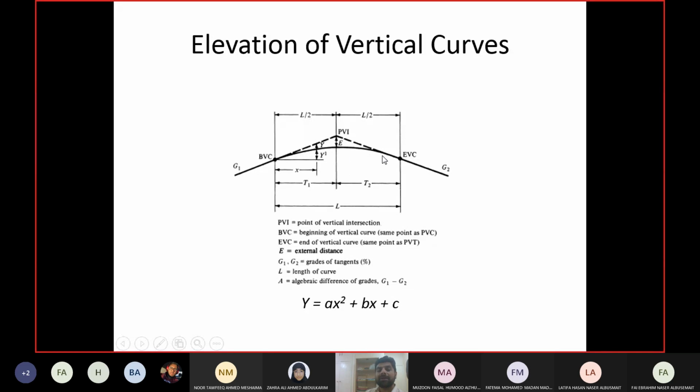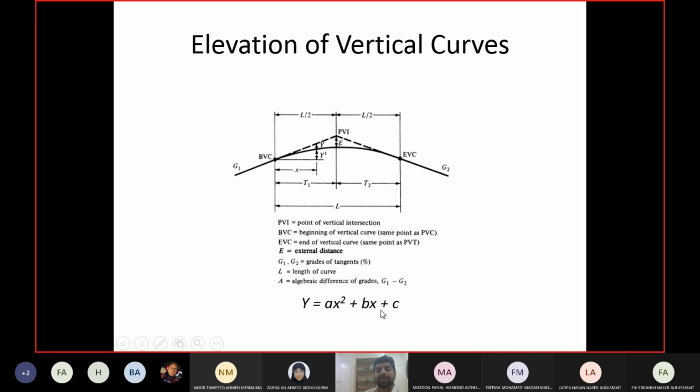Elevations of the points on the curve at different distances. Okay, so first of all, just remember this is a parabolic curve. So the equation of this curve is this one, which is the equation of a parabola: y equals ax square plus bx plus c. What is y? Elevation of the point above the starting point. What is x? Distance of the point from the starting point.